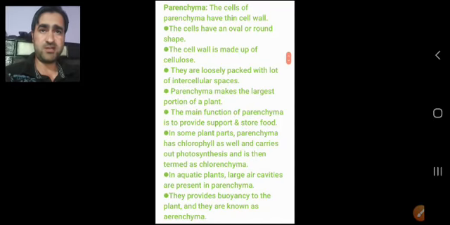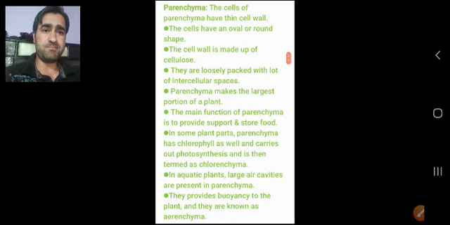So, as I told you, parenchyma cells or parenchyma tissue you will find in most of the parts of the plant. You will find them in the leaves, in fruits, in roots, as well as in the stem of the plant body. The cells are round or oval shaped. There are lots of intercellular spaces between them. There is a reason for having a lot of intercellular spaces that we will come to know in upcoming discussions. Parenchyma makes the largest portion of the plant body. As I told you, it is the most abundant tissue that you will find in higher plants.